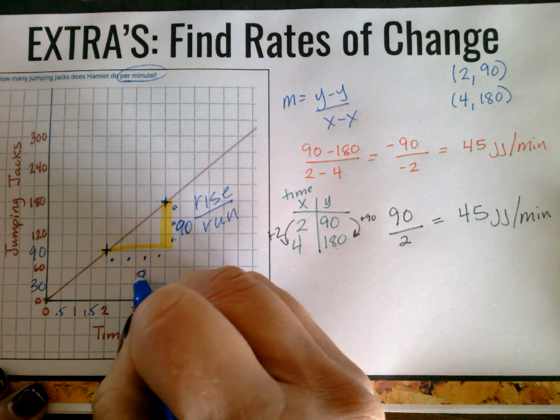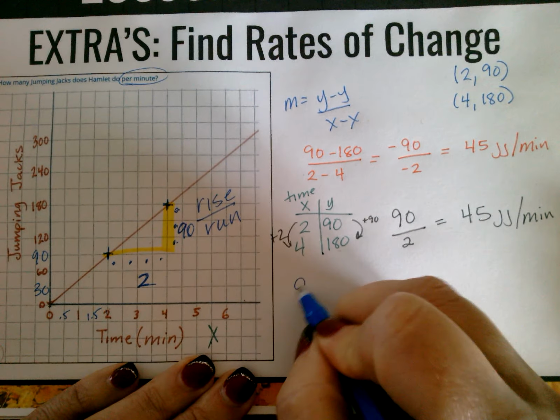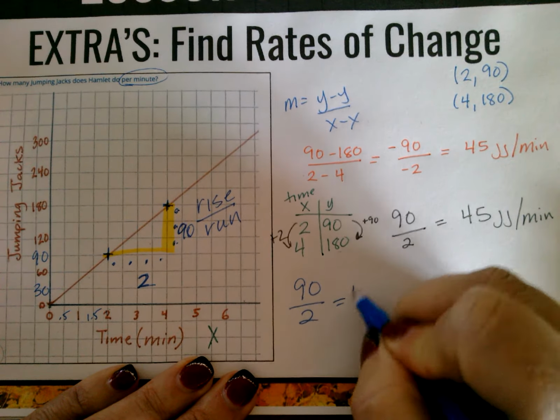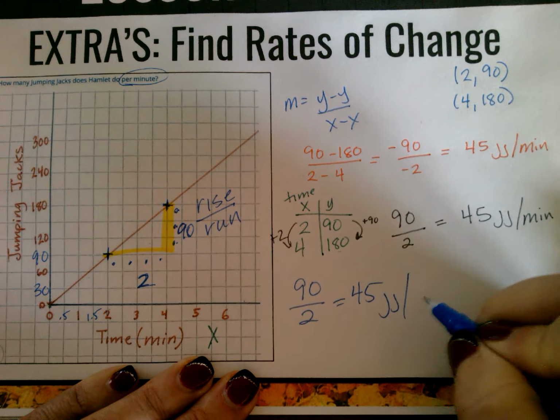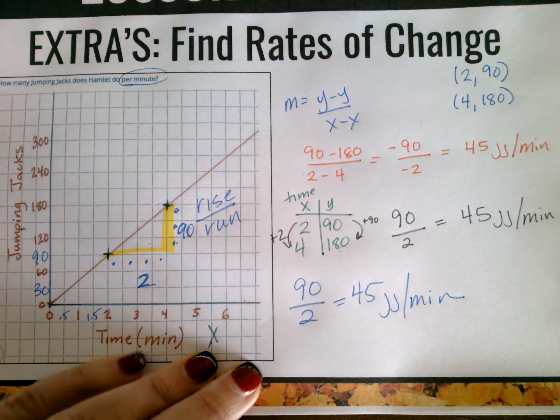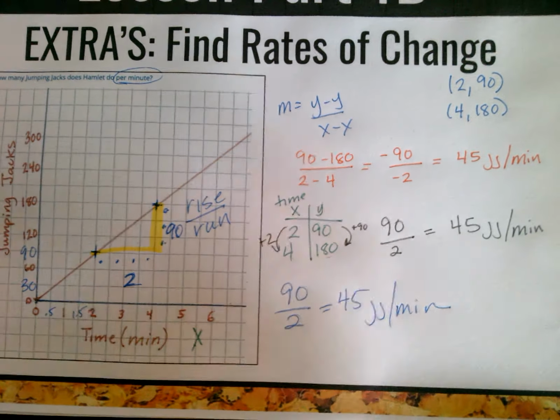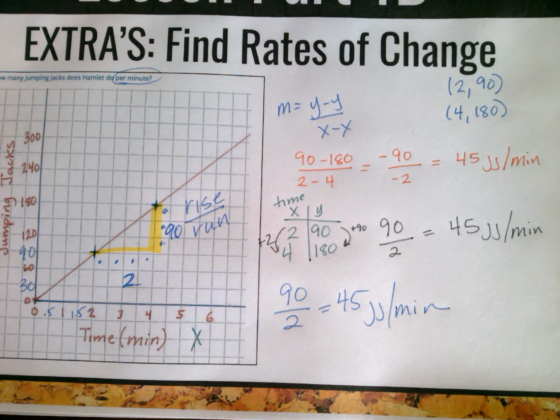We should not be surprised by these numbers now. We have done that twice. And I still get 45 jumping jacks a minute. I hope that was a review. I talked fast. We're going to do a couple more.